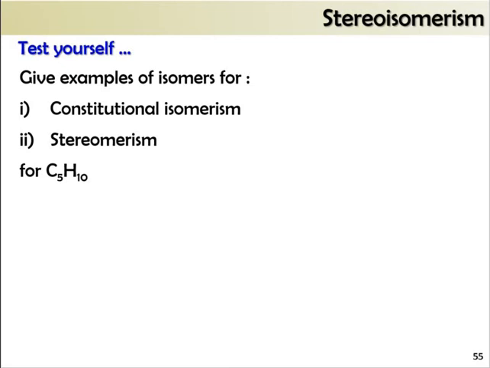Give example of isomers for constitutional isomers and stereoisomer for C5H10. Okay, C5H10. Kalau kita tengok dia punya general formula, C5H10 ni adalah CnH2n. Okay, boleh tengok balik semula yang mana satu class of compound yang dia ada general formula macam ni. Dia ada dua sahaja class of compound yang ada macam ni, iaitu apa dia? Alkene dan juga cycloalkane.